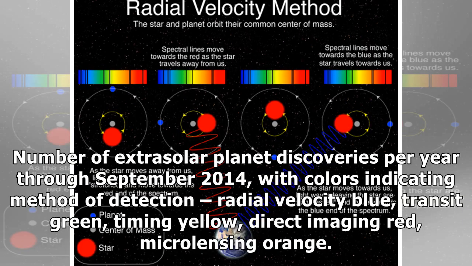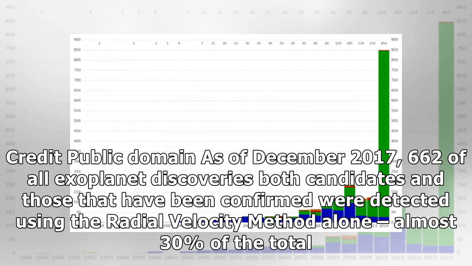Number of extrasolar planet discoveries per year through September 2014, with colors indicating method of detection: radial velocity blue, transit green, timing yellow, direct imaging red, microlensing orange. Credit: public domain. As of December 2017, 662 of all exoplanet discoveries, both candidates and those that have been confirmed, were detected using the radial velocity method alone, almost 30% of the total.